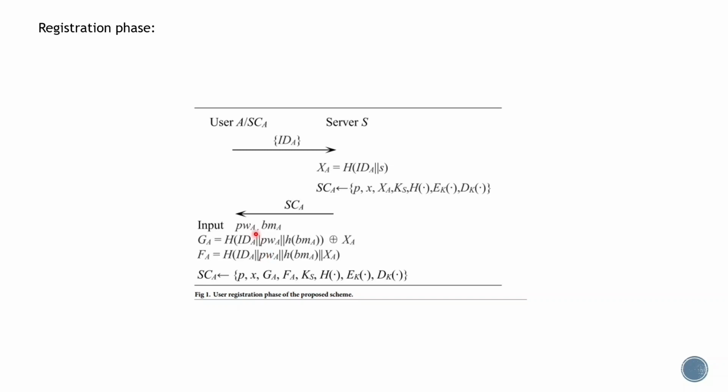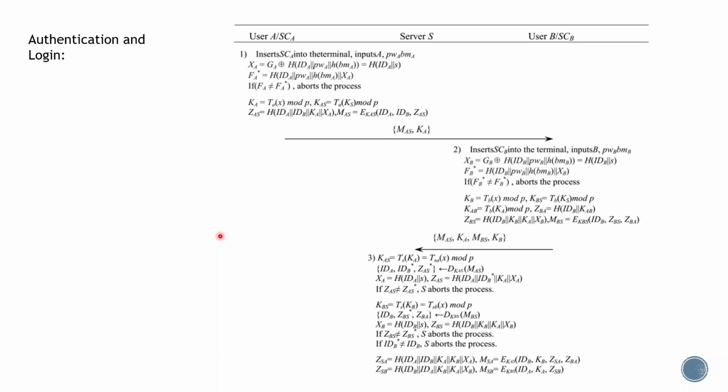The user calculates its own values using the password and biometric data, and it stores them on the smart card of the user. This protocol is basically for a three-party authentication, meaning that three parties are involved. These three entities can be two users and a server, etc. In the explanation of this protocol, we are seeing that there's a user A, a user B, and a server S.